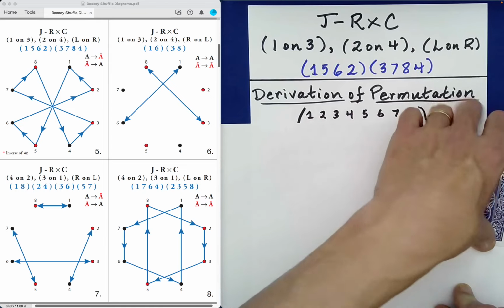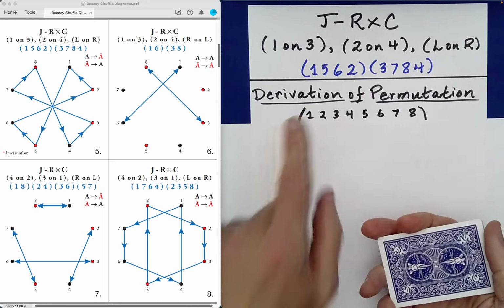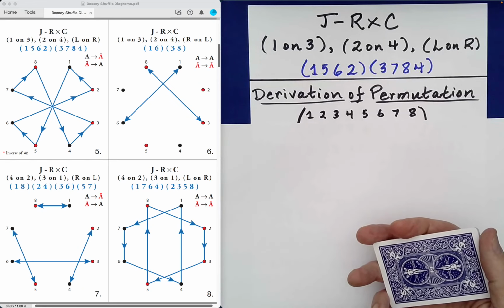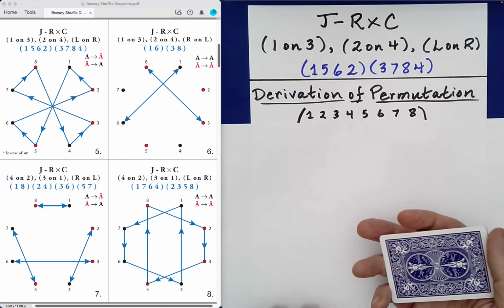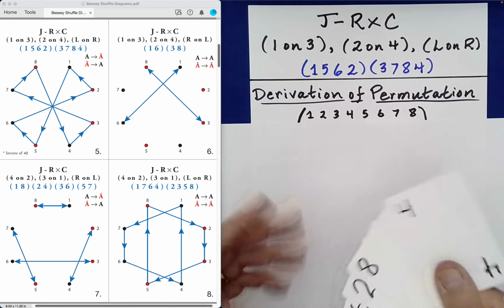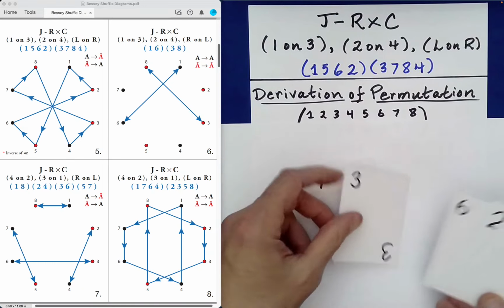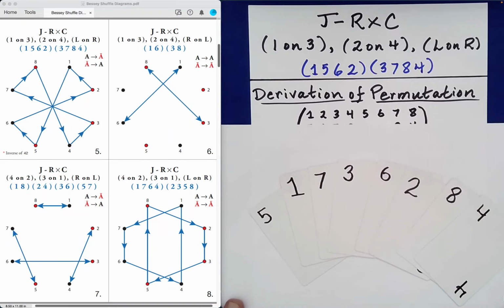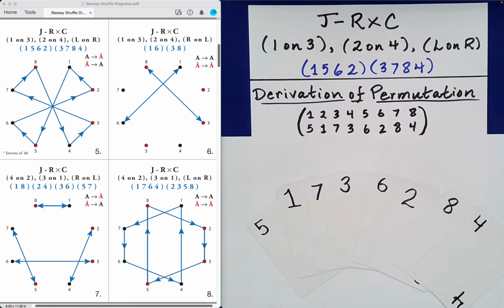Now if you've watched some of the other videos on Bessey sequences, we've referred to this as the leapfrog shuffle, where you're leaping over the neighbor of each pile, moving from left to right in this case. So what does that result in? What do we finish with here? Looks like it's a 5, 1, 7, 3, 6, 2, 8, 4. That's what we get. Okay, so that is the new ordering after that shuffle has been applied.